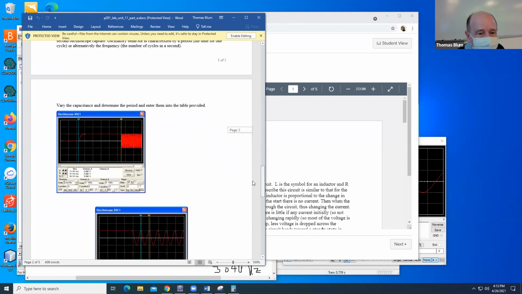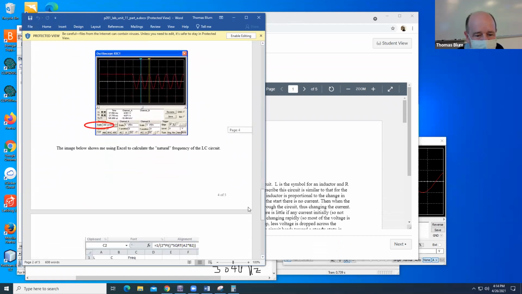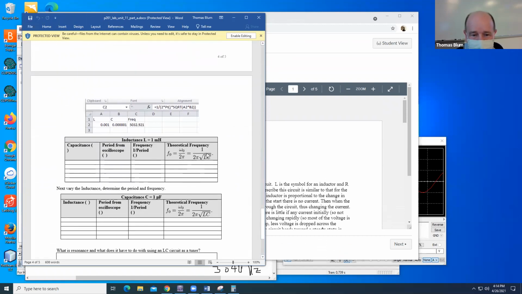And now here we're doing the LC, and here's the formula: 1 on the square root of 2 pi times the square root of LC. So 1 over 2 pi square root of LC. And that's the theoretical frequency. If you want the theoretical period, you just turn that upside down. It'd be 2 pi square root of LC, but that's not what I'm going to ask you. I'm going to ask you the frequency. And let me show you. Here I show you the Excel. Here's my screen cap of the Excel.